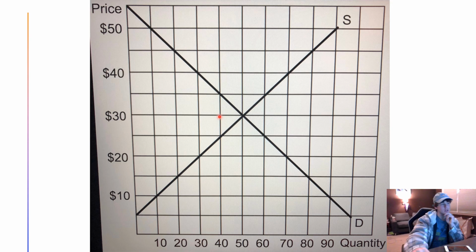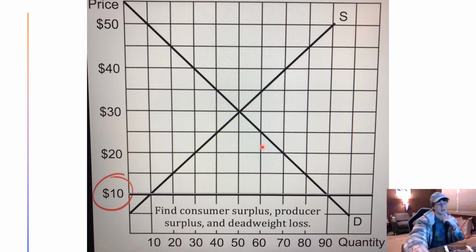Okay, so in this graph, we have the supply and demand graph of Bluetooth speakers produced in America. You can see the equilibrium price is $30 and the quantity is 50. Now, in this scenario, the world price of Bluetooth speakers is $10. So in this situation, people are not going to choose to buy the $30 speakers in America when they can buy them for $10 internationally.